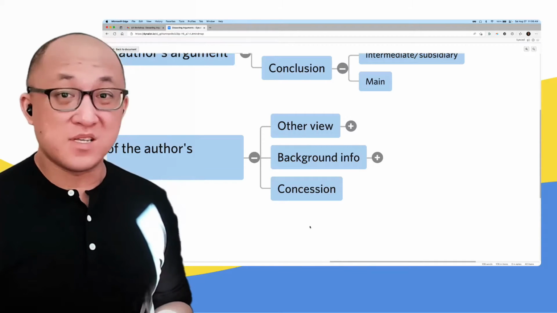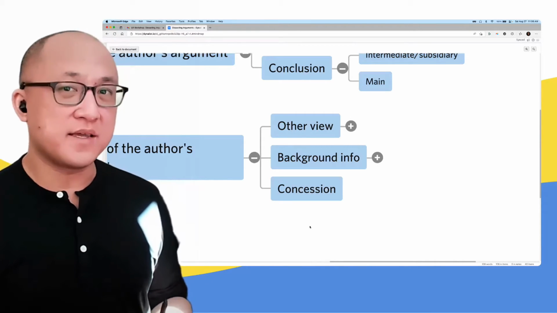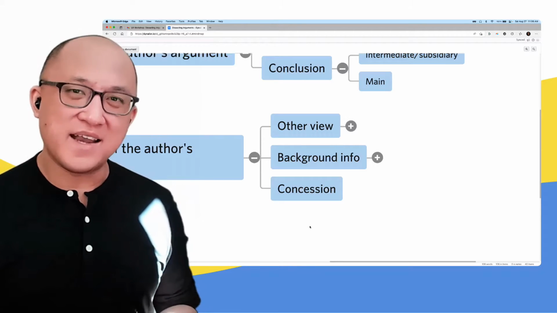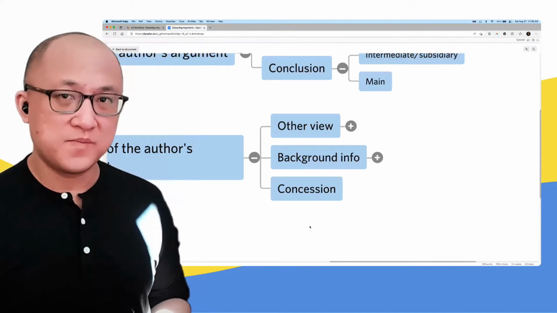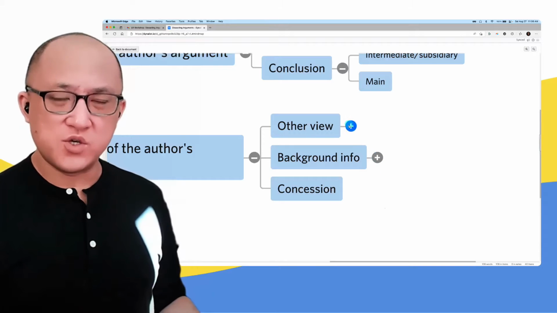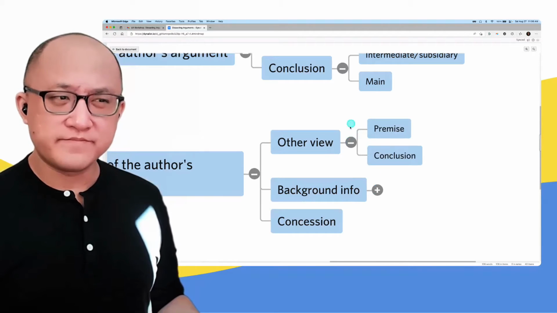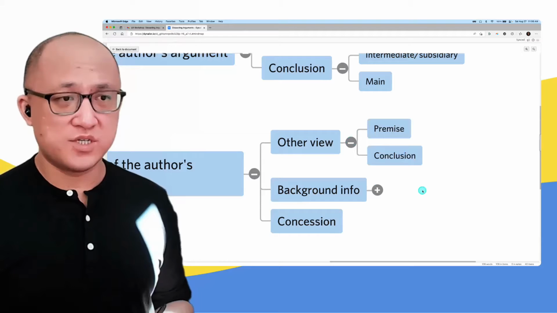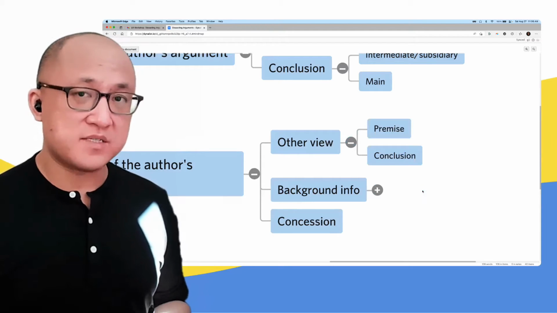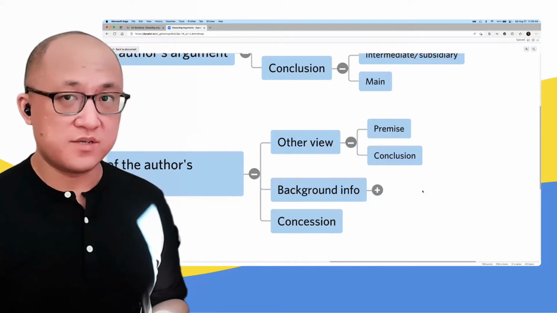Sometimes the author actually ends up agreeing, but then maybe adding something to the other person's view. Now, within the other person's view, sometimes you do have to distinguish between the other person's premise and the other person's conclusion, all right?